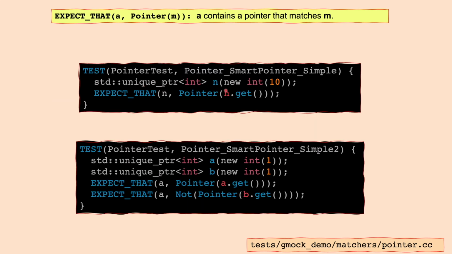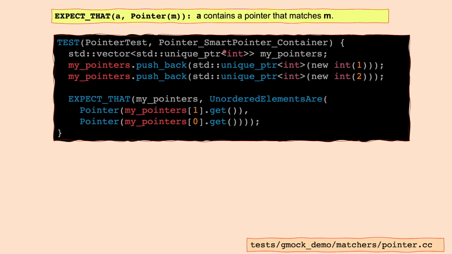Suppose I define a unique pointer that points to a value of 10. Now I can say expect that n contains a pointer whose value is n.get. And similarly, if I define a second pointer, I can then say expect that a does not contain a pointer whose value is b.get, although a and b both are pointing to a value of 1. Still nothing that interesting. Still probably you wouldn't use this. Let's see yet one more example.